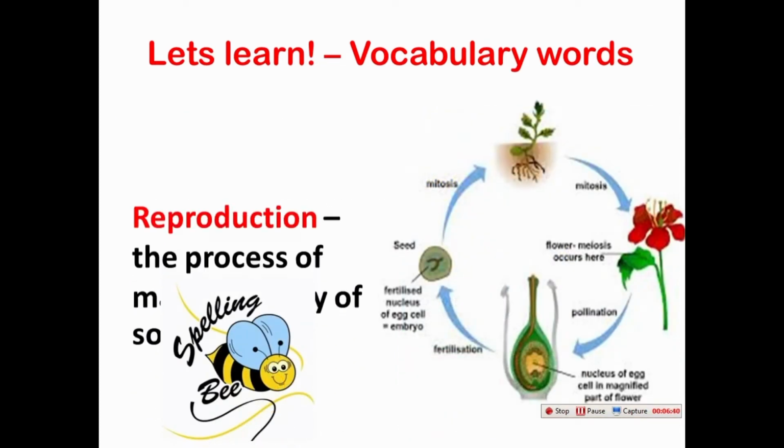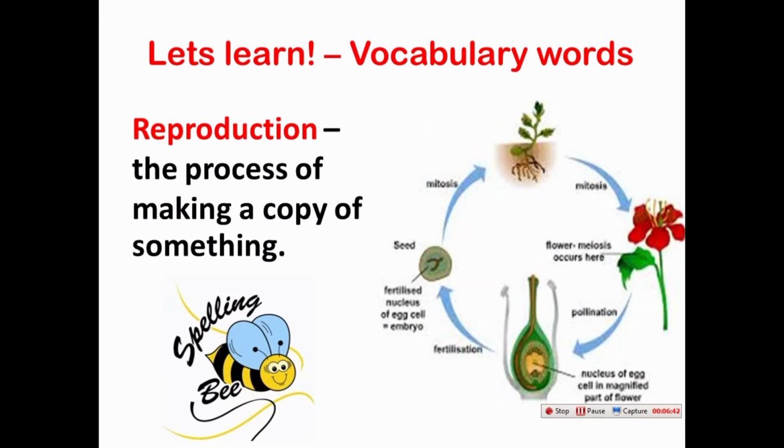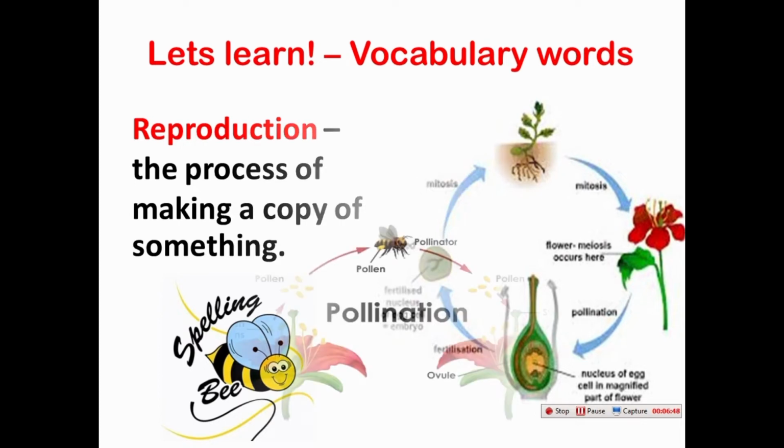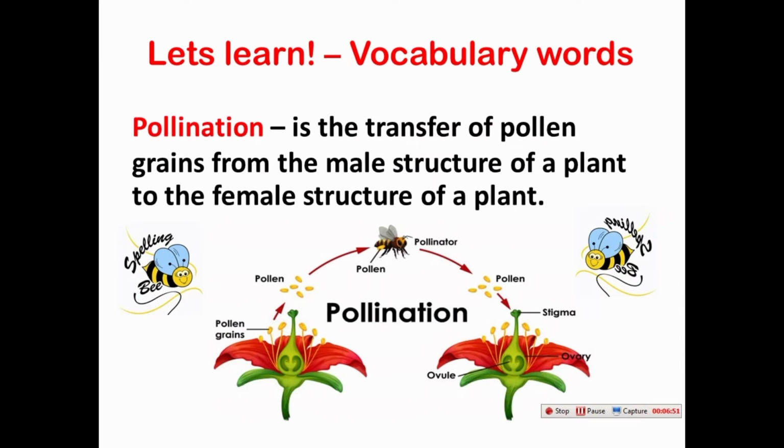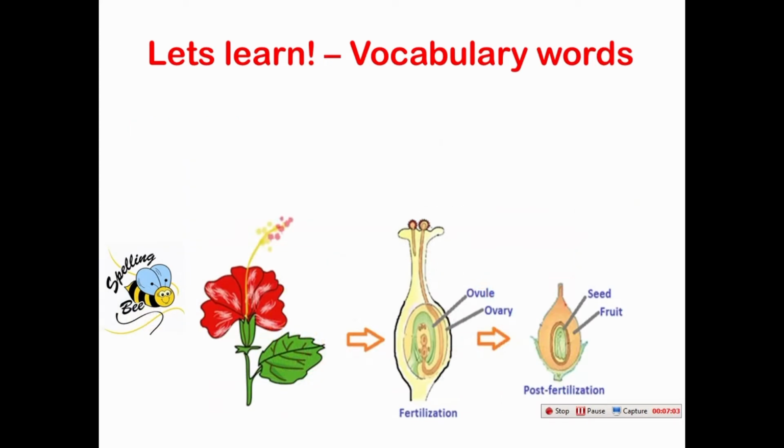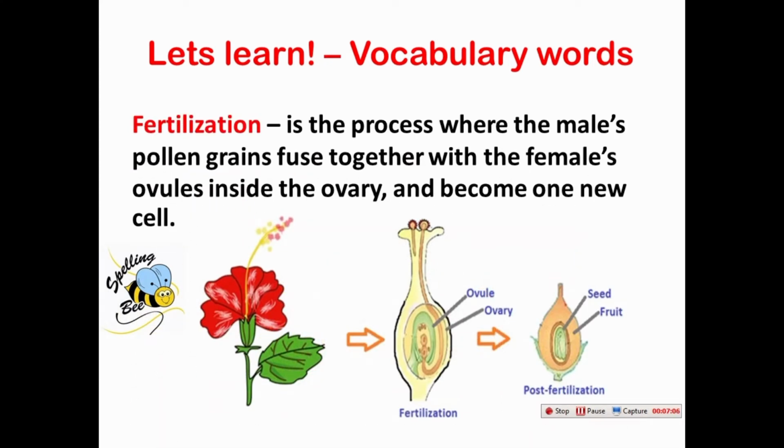Next word we have reproduction. The process of making a copy of something. Next word we have pollination. Pollination is the transfer of pollen grains from the male structure of a plant to the female structure of a plant. Next word we have fertilization. Fertilization is the process where the male's pollen grains fuse together with the female's ovules inside the ovary and become one new cell. So the picture tells you about fertilization.